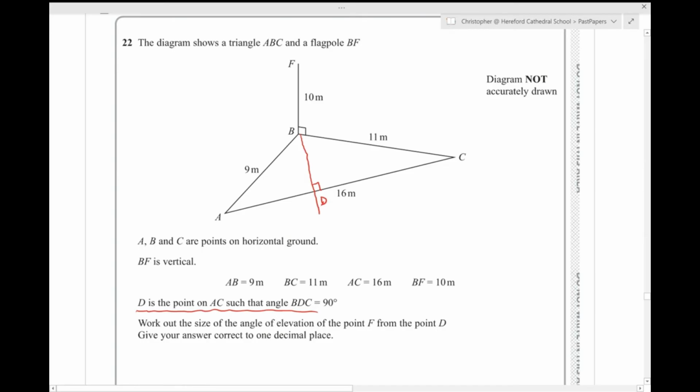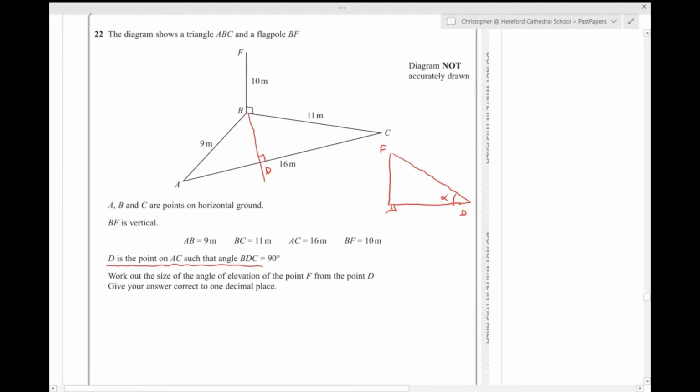And I'm being asked to find the angle of elevation of the point F from the point D. So if you imagine F, the top of the flagpole, B, the bottom of the flagpole, go along the ground to D, you're being asked for this angle here, which I'll call alpha. Okay. Now, let's just start off with what we could find.